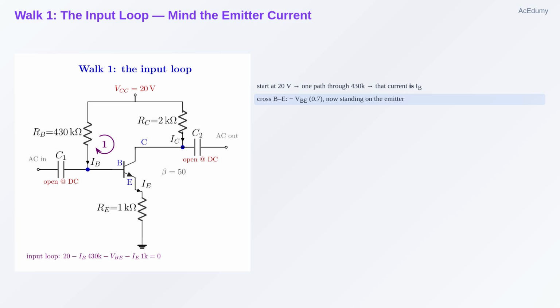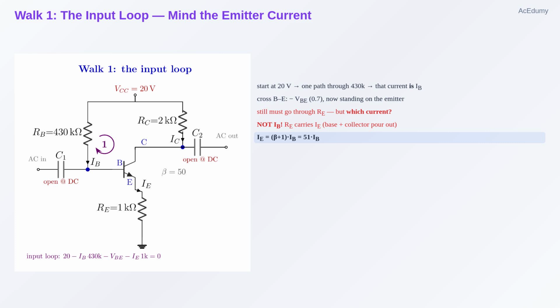Now, here is the new trap, and it is the single most common mistake in this circuit. We still have to walk down through R sub E to reach ground, so we pay another toll, minus the current through R sub E times 1K. But which current flows through R sub E? It is tempting to write I sub B. Resist that. The emitter resistor carries the emitter current, I sub E. Everything that came in the base plus everything that came in the collector pours out of the emitter.